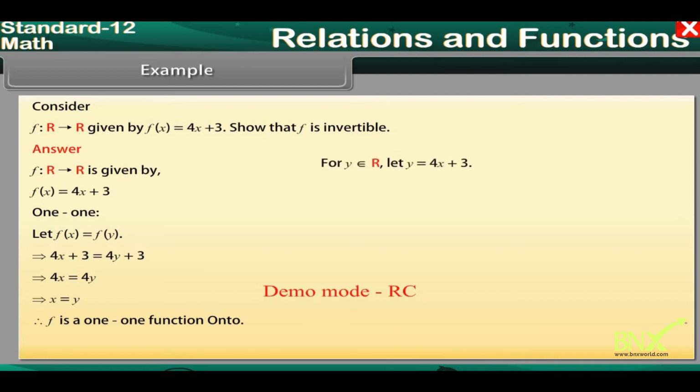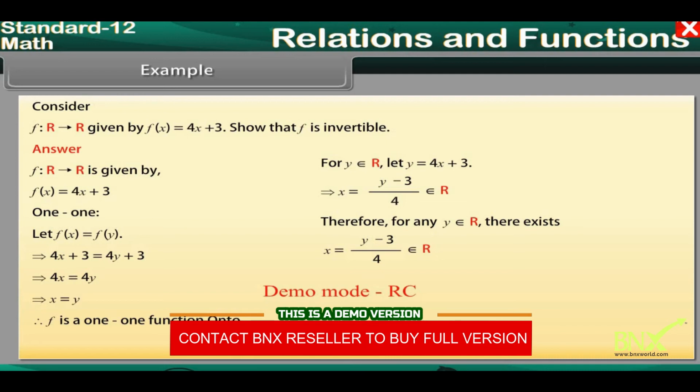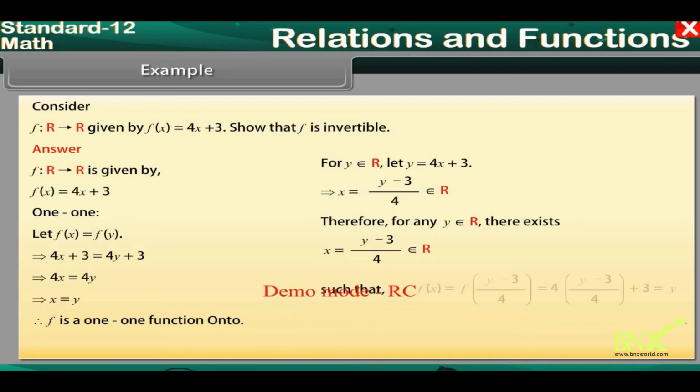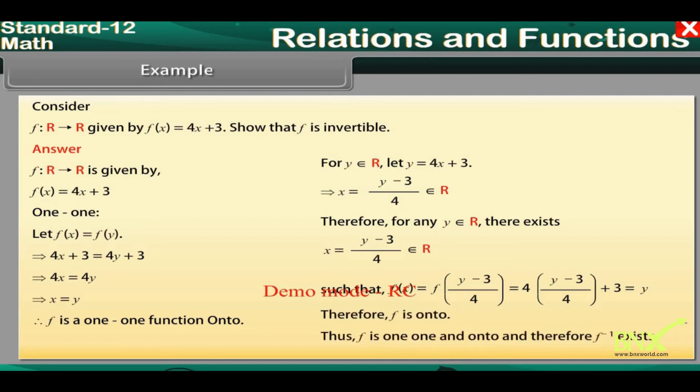Onto: for y belongs to R, let y = 4x + 3. It implies that x = (y - 3)/4, which belongs to R. Therefore, for any y belongs to R, there exists x = (y - 3)/4, which belongs to R, such that f(x) = f((y - 3)/4) = 4 × (y - 3)/4 + 3, which is equal to y. Therefore, f is onto. Thus, f is 1-1 and onto, and therefore f inverse exists.